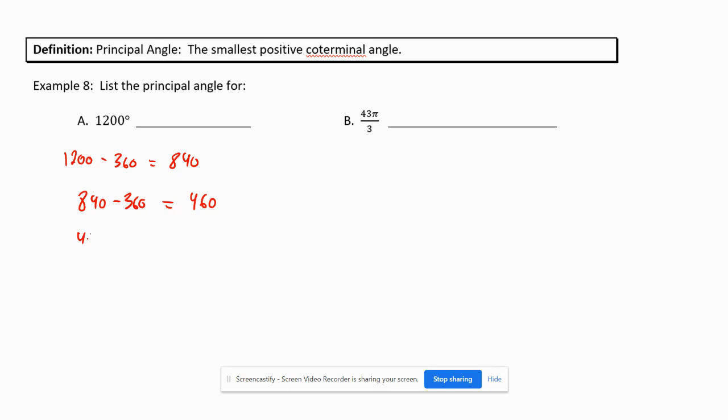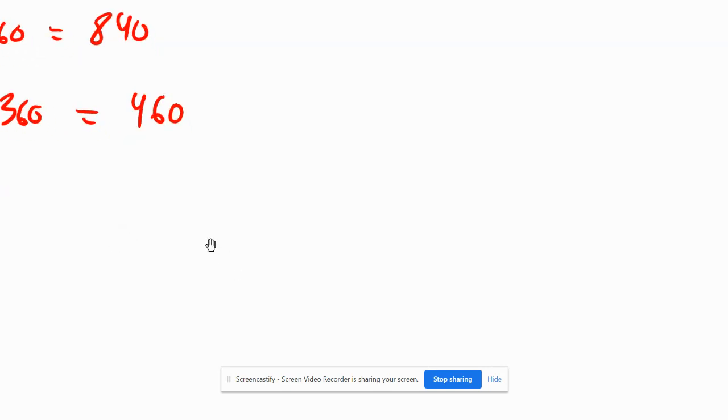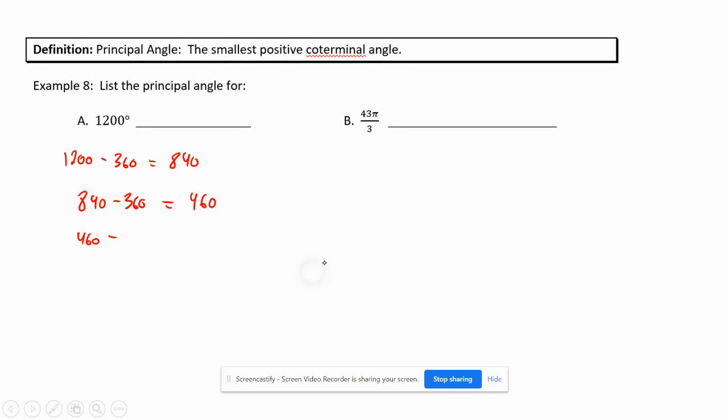And then 460 minus 360. I made a mistake. It's 480, not 460. If I go 480 minus 360, I get 120. If I go 120 minus 360, I get negative 240. Okay, now you see here, negative 240 is a negative one. So therefore, the smallest coterminal is going to be 120 degrees.